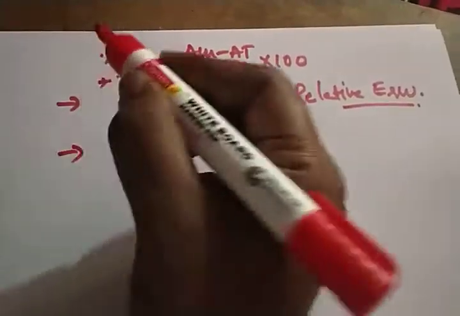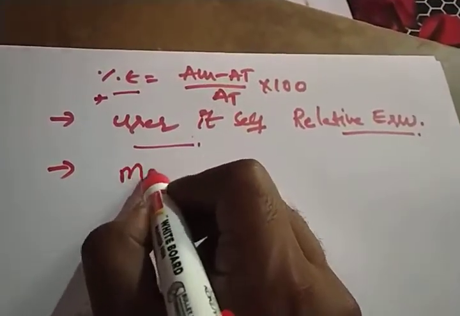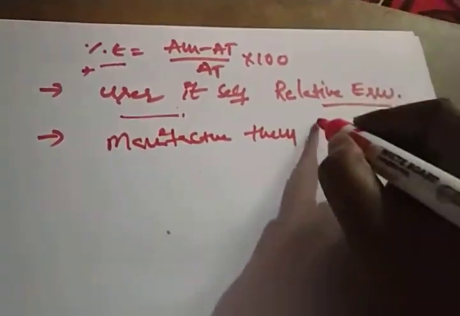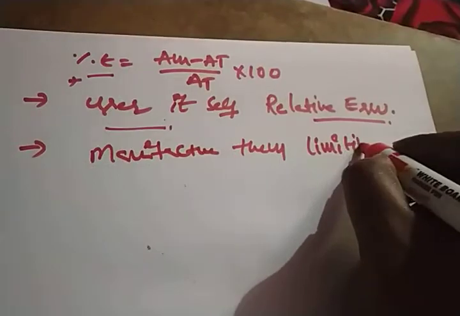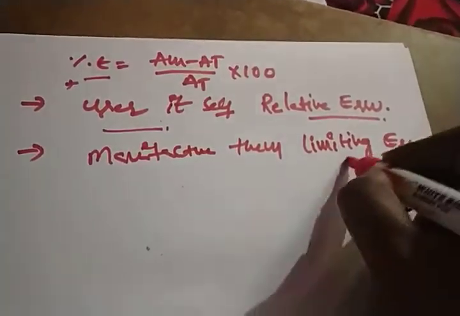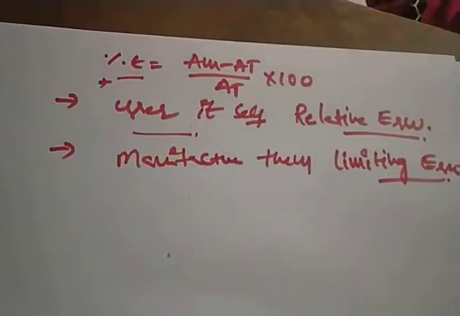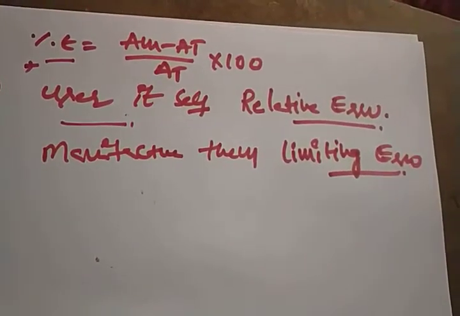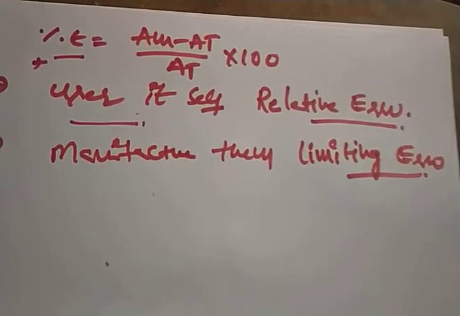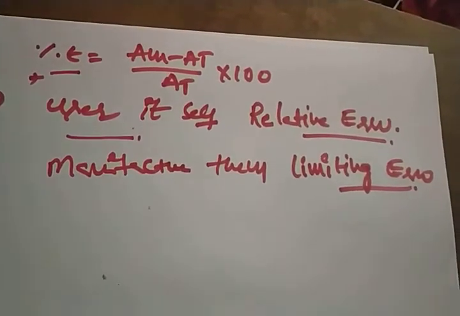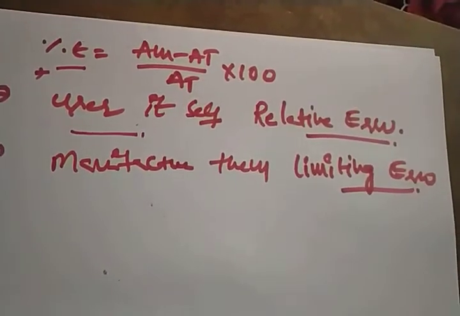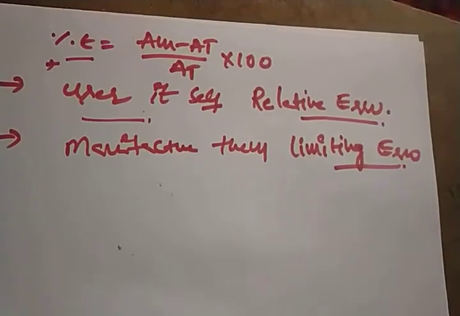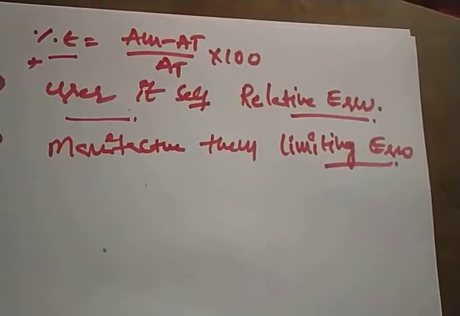If this percentage error is given by the manufacturer, then it is called limiting error. Right? What is a percentage error? (AM minus AT) by AT into 100. If that error is given by the user, meaning we specify it ourselves, then we can call it a relative error. If a manufacturer tells about percentage error, then we can call it a limiting error.